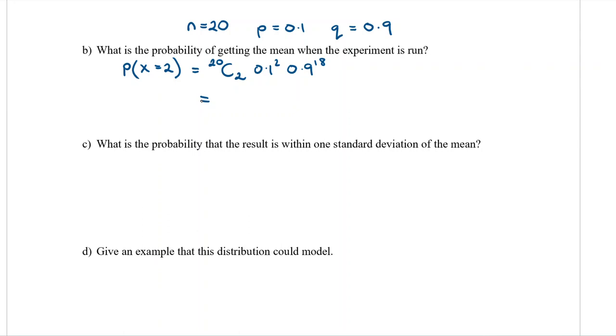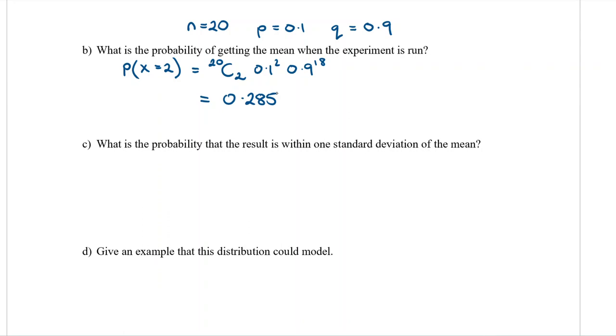Good job. It's written a slightly different way: Q is 1 minus P. So they've just written that in there. So what did we get? 0.285. It hasn't got the Q, it just says 1 minus P, but that is Q.